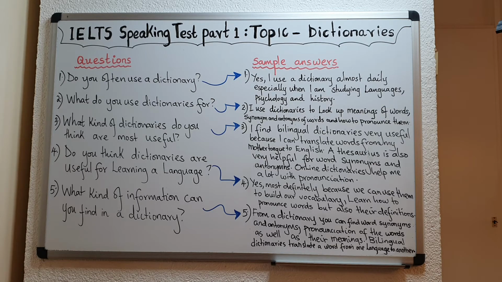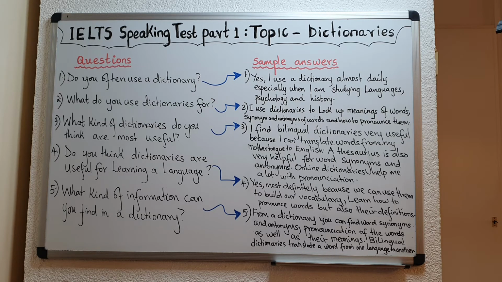Bilingual dictionaries. Now, bilingual dictionaries are very useful when you want to translate a word from your mother tongue to English. But then we also have a thesaurus, and we use a thesaurus to find word synonyms and antonyms. But you can also use an online dictionary to find how to pronounce a word.